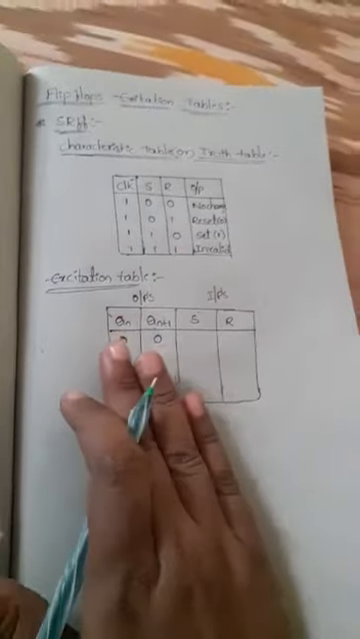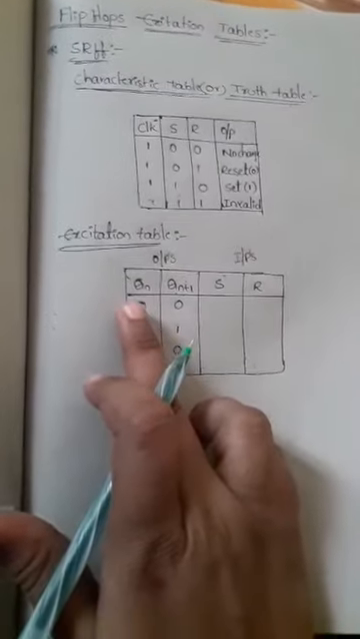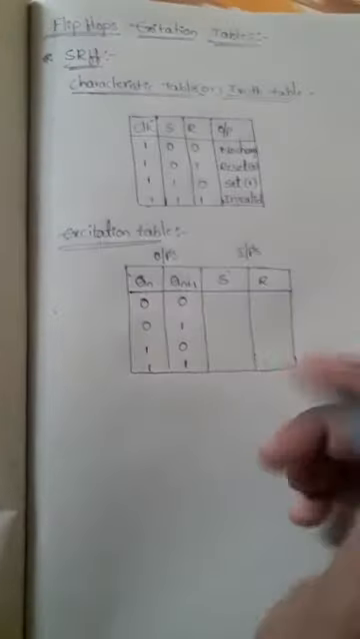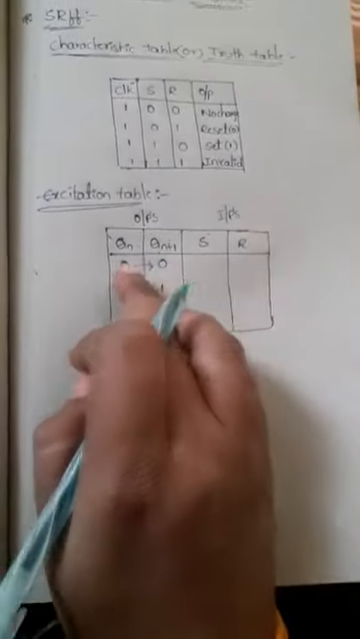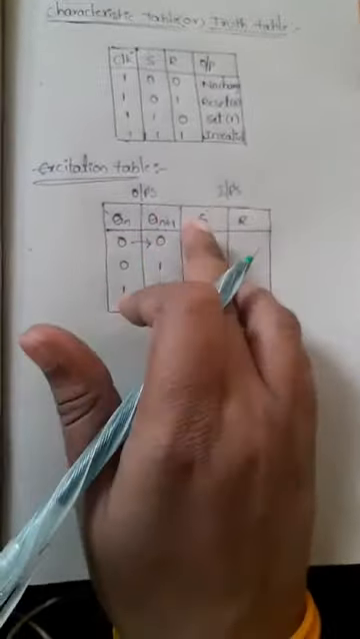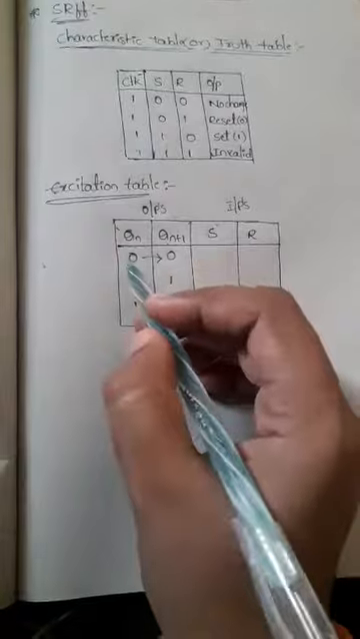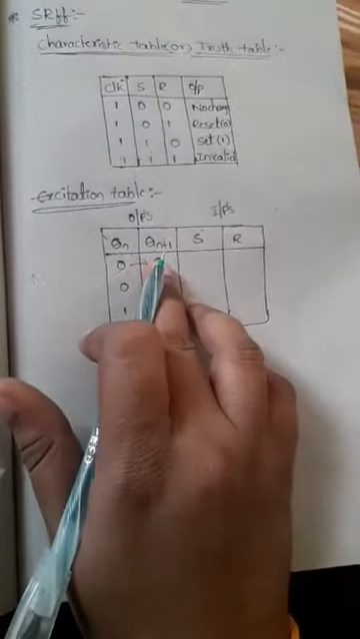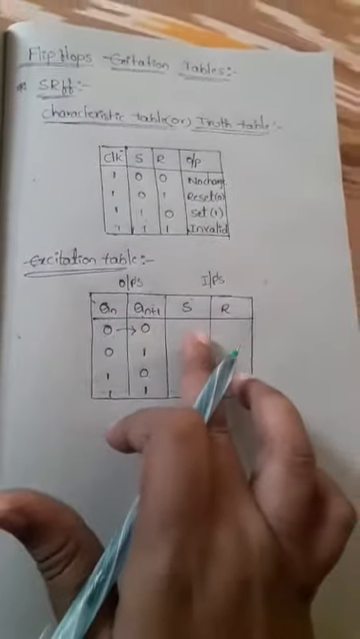First, for the excitation table, we have to compare the present state and future state values. The present state of the first condition is 0 and the future state of the first condition is 0. We compare whether the value changes from present state to next state or not. Here Qn is 0 and Qn plus 1 is 0 again. So the value is not changed. There is no change at all from the present state to the future state, so the output is no change.